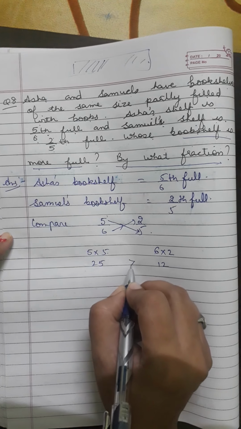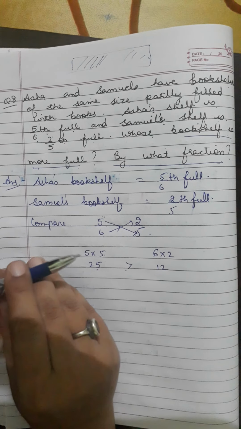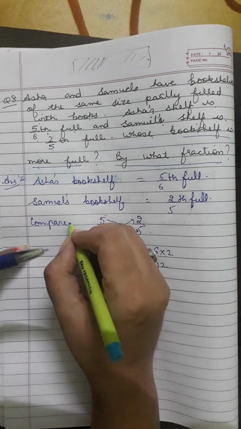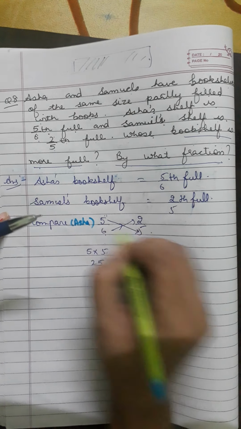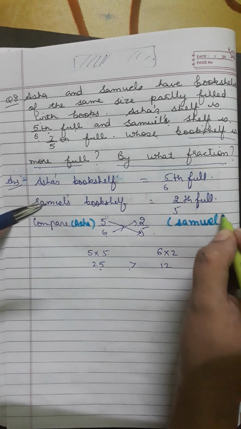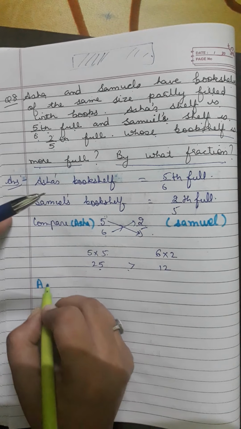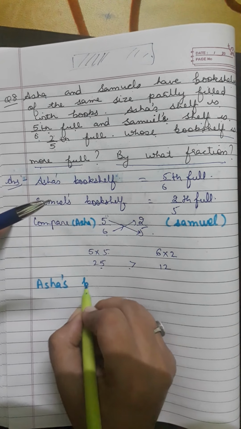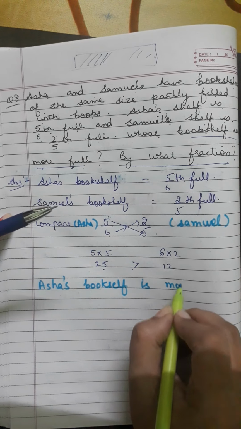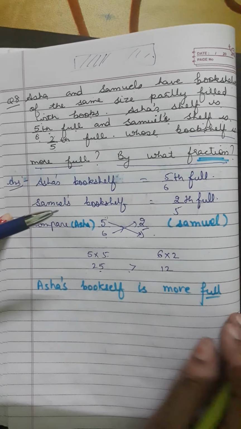So which is greater? Here 25, and this 25 came from the fraction 5 by 6. The 5 by 6 fraction is Asha's, and the 2 by 5 fraction was Samuel's. So whose bookshelf is more filled? Asha's bookshelf is more full. Now we have to find by what fraction.